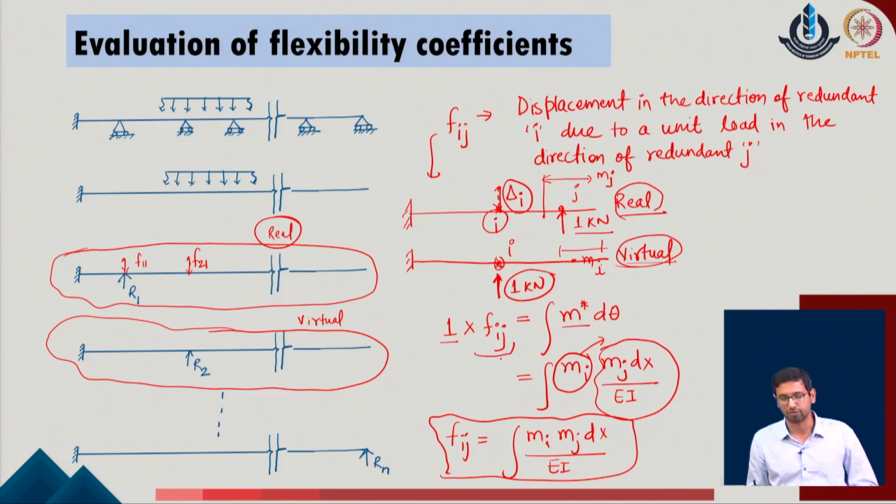So, this will describe f of ij, and this should be equal to m star into d theta. M star is for the virtual system. So, this is what we have defined as the m of I, and d theta is for the real system. So, this has been defined with respect to this parameter, and this comes out as mj dx upon EI. So, we can describe any generalized flexibility coefficient by this simple expression which identifies the flexibility of the given problem. So, this is the generalized expression which can give us the individual coefficients of the flexibility by considering all these systems which are subjected to the unit load in the direction of the different redundants.